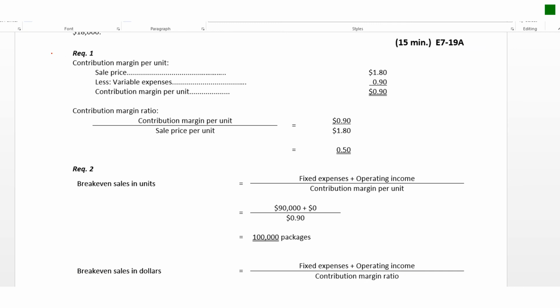So here at the top, I just showed you this, but here's your contribution margin per unit. Sales price minus variable cost is CM per unit. And then if you take 90 cents divided by 1.80, that's going to put you right at your CM ratio, which is 50%. So now on part two, to get the break-even, you can take the fixed cost divided by your CM per unit. It's going to be 100,000 packages. And then to get that in terms of dollars, take this same formula and divide that by 50%. That'll give you the same number in terms of dollars.